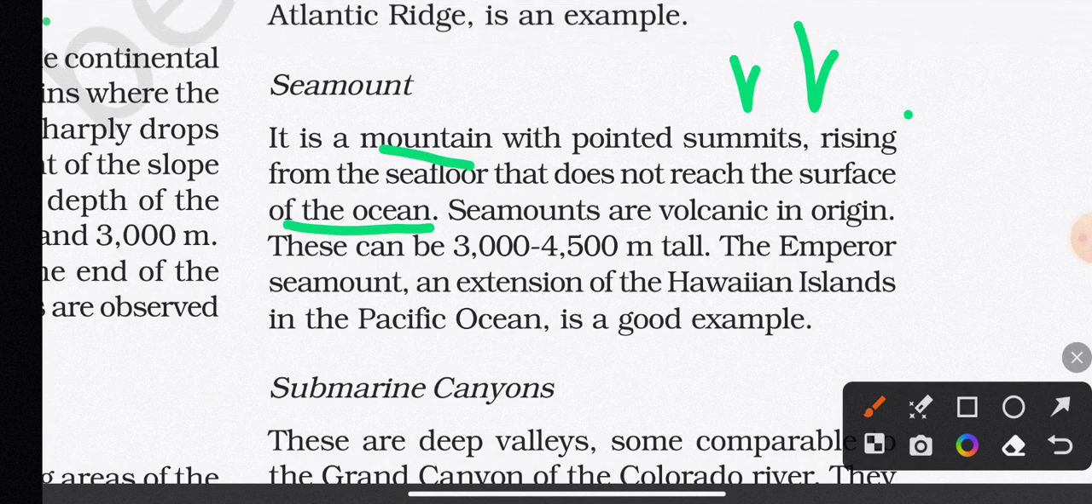Now seamounts are volcanic in origin. These can be 3000 to 4000 meters tall. The Emperor Seamount, an extension of the Hawaiian islands in the Pacific Ocean, is a good example.